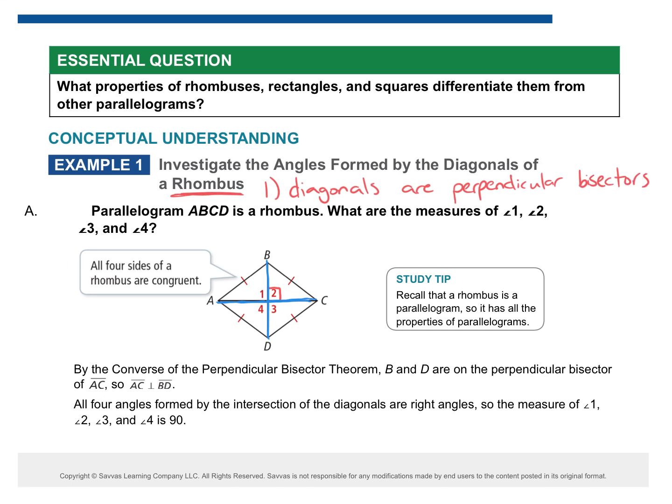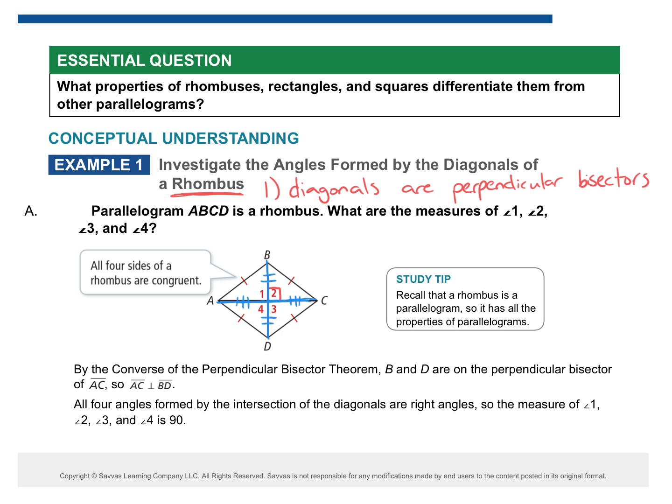Again, we are very familiar with what this term means. The diagonals are perpendicular bisectors. Perpendicular means they intersect at 90 degrees. Bisector means what? They split each other in half. Again, are diagonals in parallelograms congruent to each other? Not in all of them, especially in rhombuses, they are not the same. But we do know that they split each other in half.